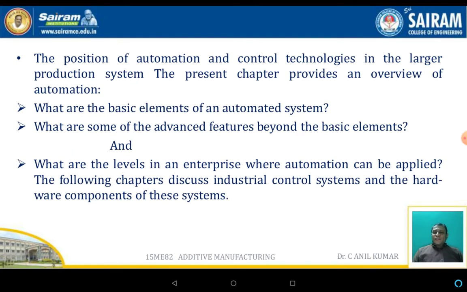The position of automation and control technologies in large production systems. The main basic elements we are discussing in this chapter are: what are the basic elements in the automation system, what are some of the advanced features beyond the basic elements, and what are the elements in the enterprise where automation can be applied, which we are discussing in the further chapters.